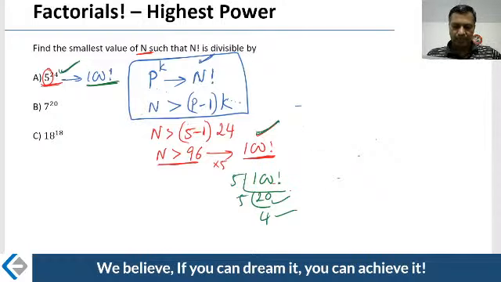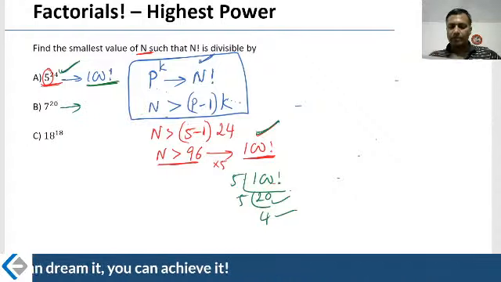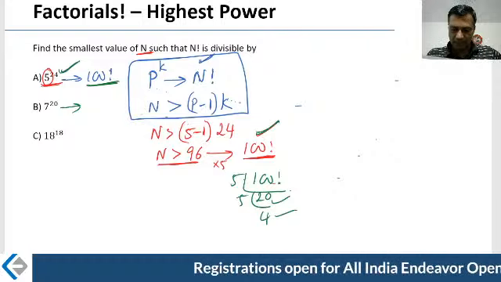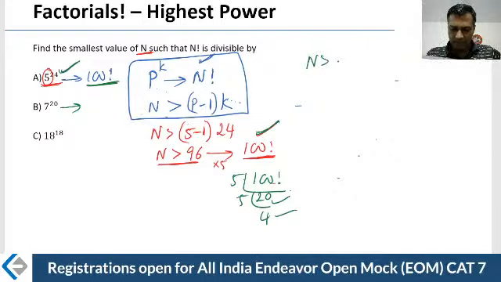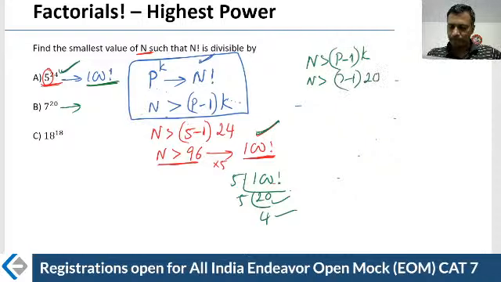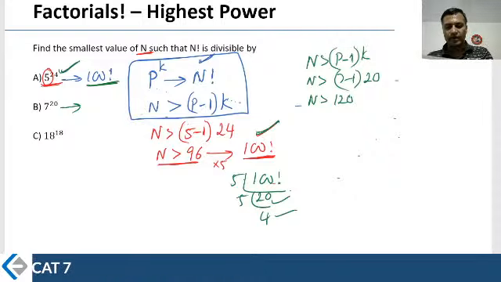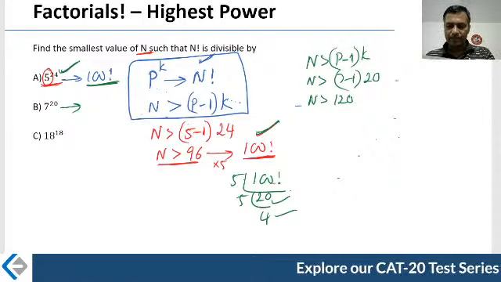Take a look at the next one, just to illustrate this point quickly. 7 raised to power 20. Is 7 a prime number? Yes. Therefore, you write this: N should be marginally greater than (P minus 1) times K. N should be marginally greater than (7 minus 1) times 20. Therefore, N should be greater than 120.